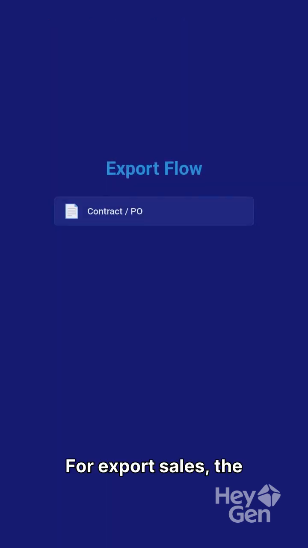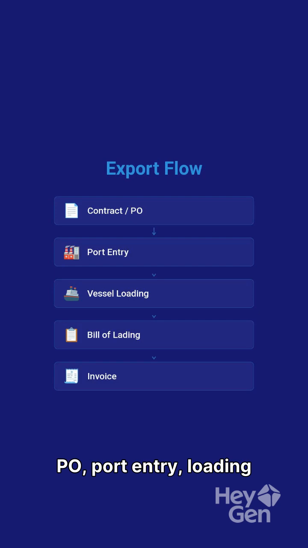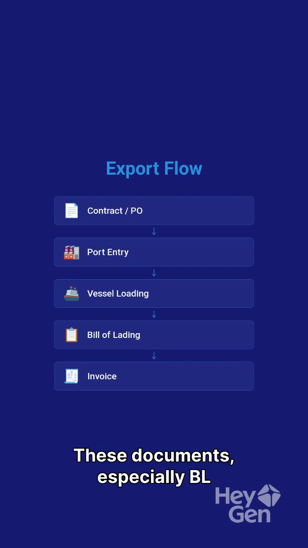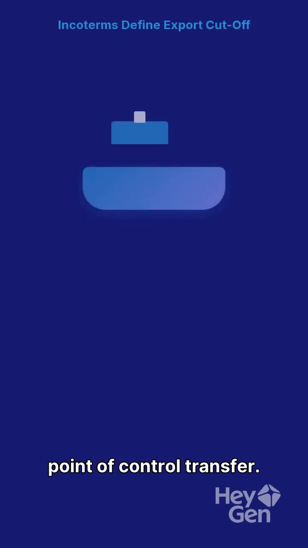For export sales, the sequence includes contract or PO, port entry, loading onto the vessel, issuance of the bill of lading, and invoicing. These documents, especially BL and Incoterms, determine when control transfers. Incoterms define the exact point of control transfer.